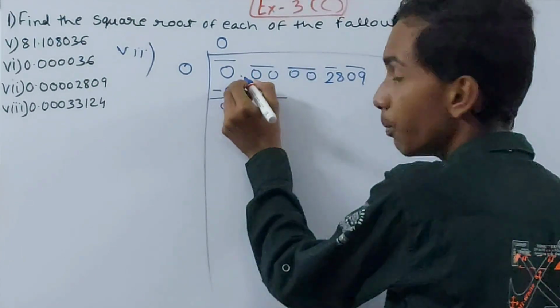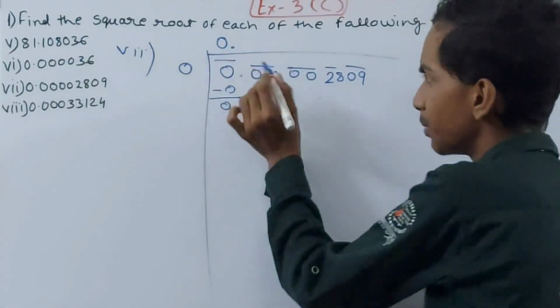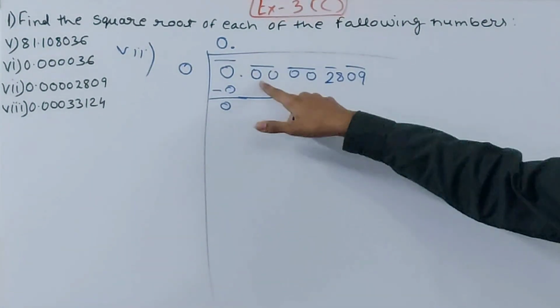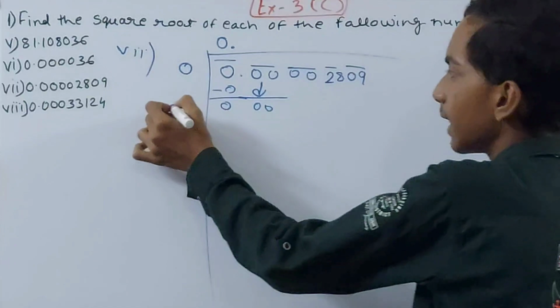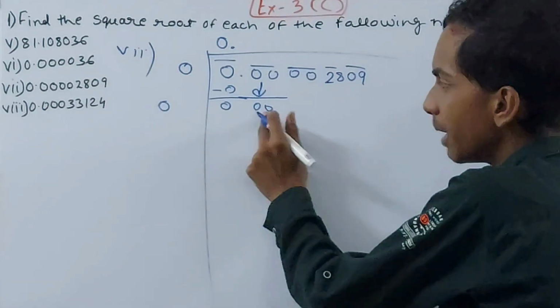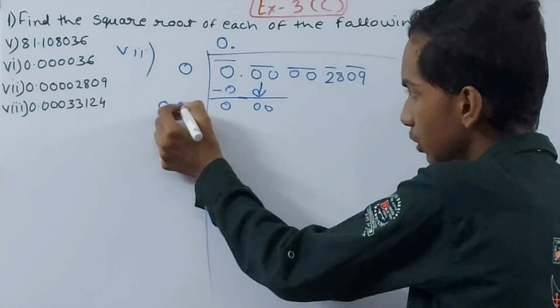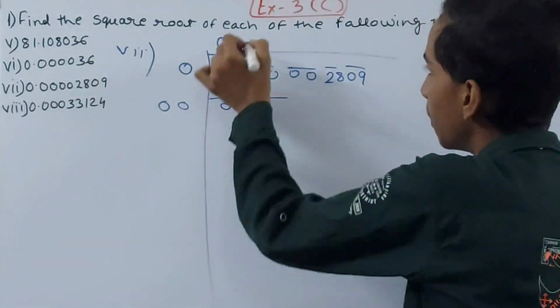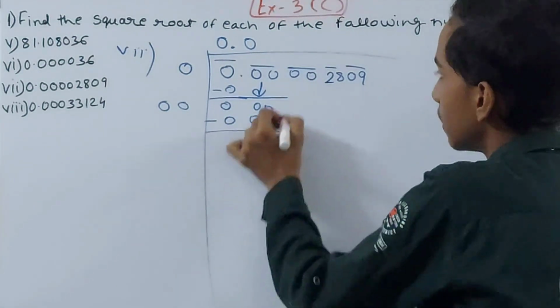But the most important thing is this decimal point. Don't overlook this decimal point, it's important, right? Now bring down this pair of 0 0 0 here, and again double of 0 is 0. Any number here that we can take? No, because it will be greater than 0. So again take 0, bring another 0 here, minus 0 0, next pair.